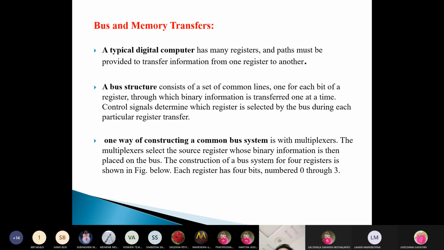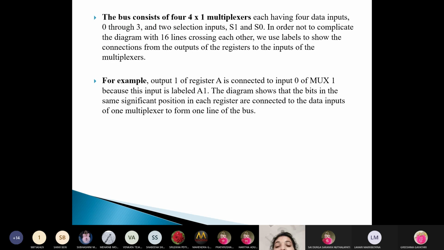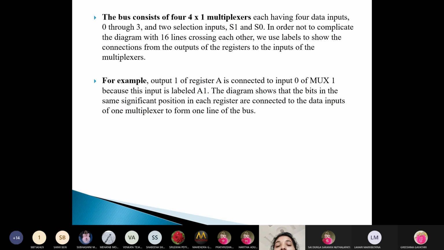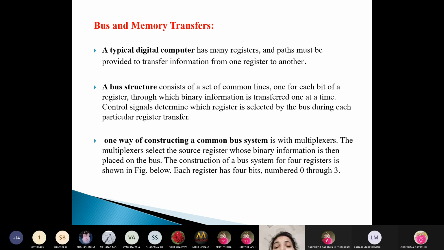Next, coming to bus and memory transfer. What is meant by bus and memory transfer? A typical digital computer has many registers. So a digital computer has so many registers and paths. Many registers and paths must be provided to transfer information from one register to another. A bus structure: what does bus mean? Whatever devices we have, the devices are connected. This is the bus structure. Okay, this is the bus system. So the registers are connected in the bus, which consists of a set of common lines for each bit of a register through which binary information is transferred one at a time.